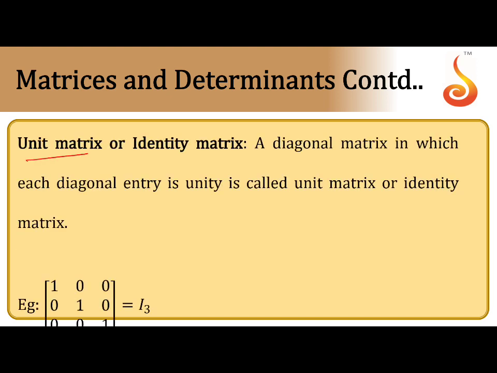Next, unit matrix or identity matrix. A diagonal matrix in which each diagonal entry is unity, unity means 1, is called a unit matrix or an identity matrix. It is denoted by I.